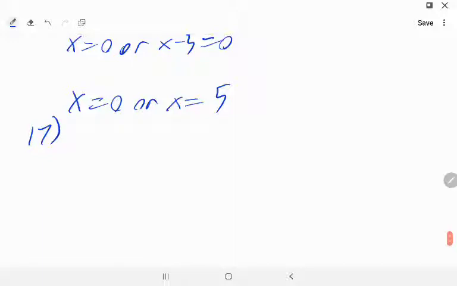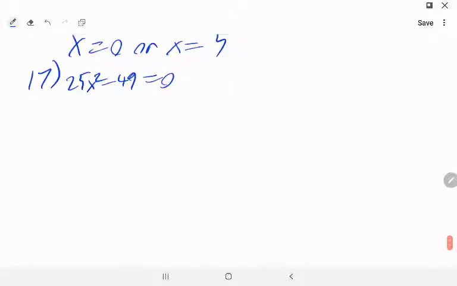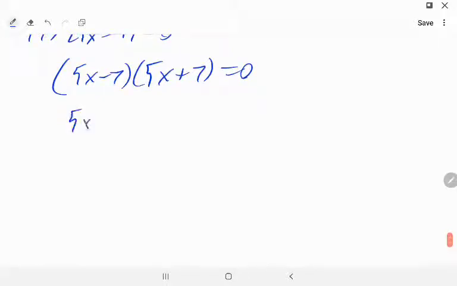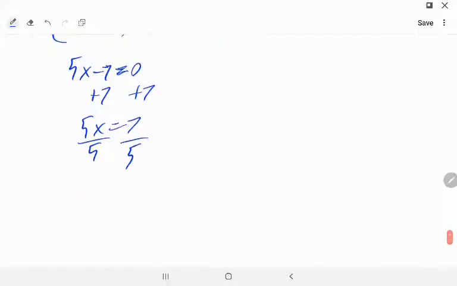17, we've got 25x squared minus 49. So that's the difference of squares. We can say 5x minus 7 times the quantity 5x plus 7 equals 0. And you notice that if we set these up individually, we can say 5x minus 7 equals 0. Add 7. 5x equals 7, divide by 5. x equals 7/5, or if we prefer, 1.4.